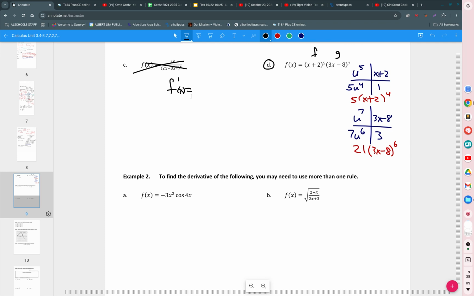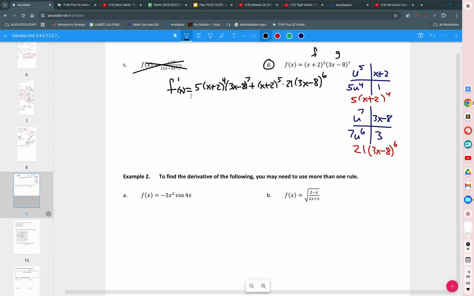You tell me. The derivative of f, which is 20? 5 times x plus 2 to the fourth. Good. No, it's not 20. We already took that derivative, right? Times what? You go back to the original. Good. 3x minus 8 to the 7th. Then what? Plus. Now what? x plus 2 to the 5th. Okay. And then times 21, 3x minus 8 to the 6th.